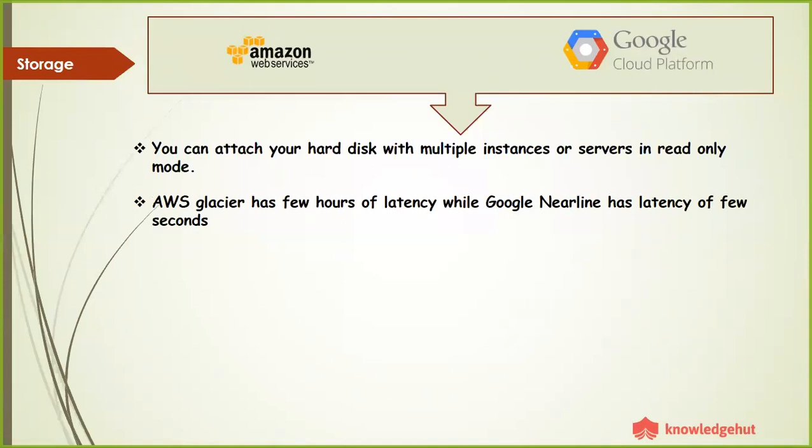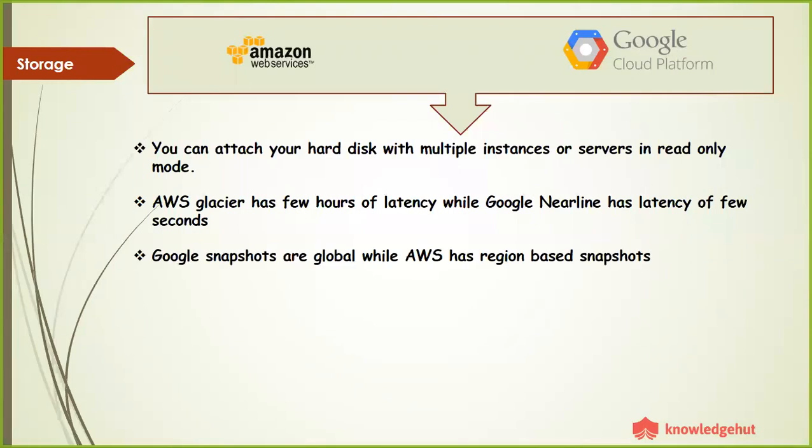And AWS Glacier, which is an archival offering from Amazon, has a latency of a few hours. It means if you have stored your data on Amazon Glacier and you want to retrieve that data, then it will take a few hours to get it. But on Google Nearline, which is the same category offering from Google, we have only a few seconds of latency. That means we can get our data whenever we want it.